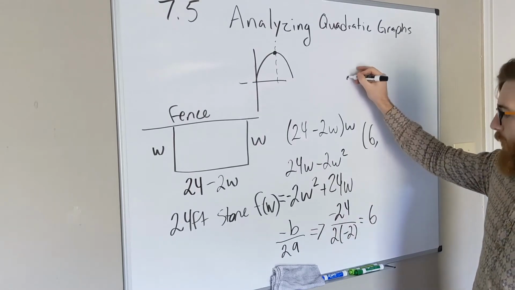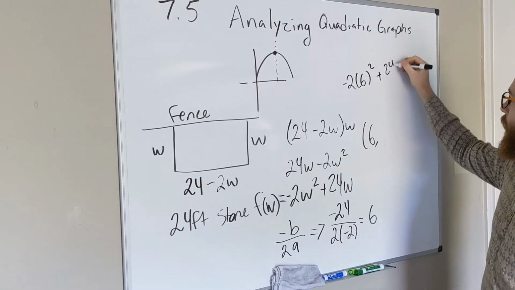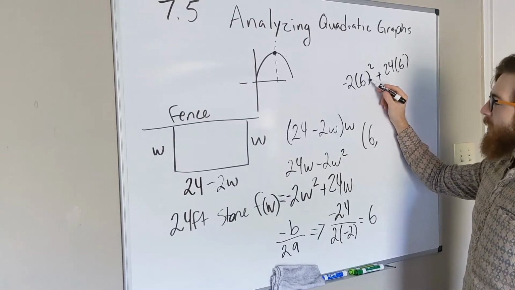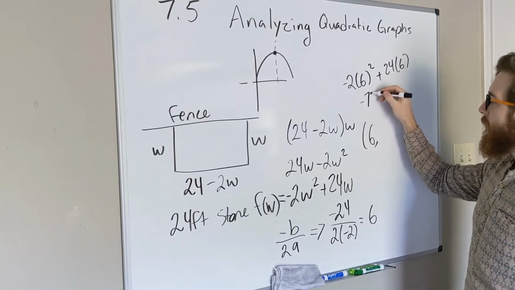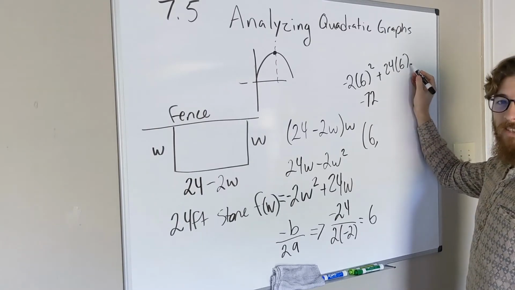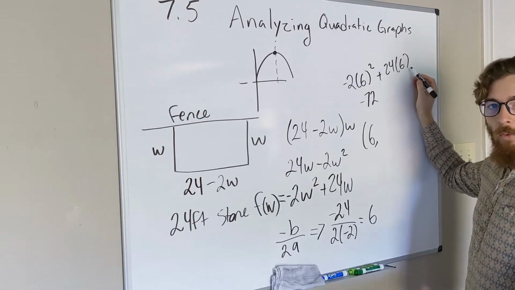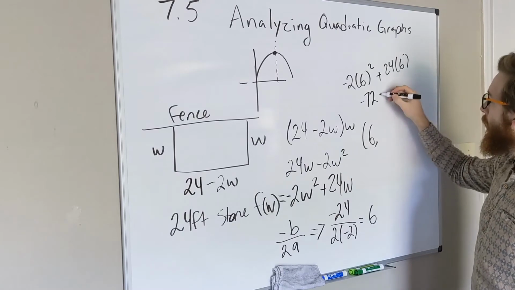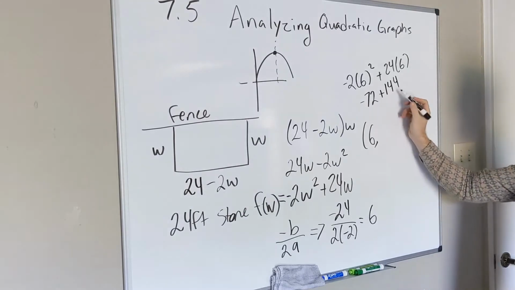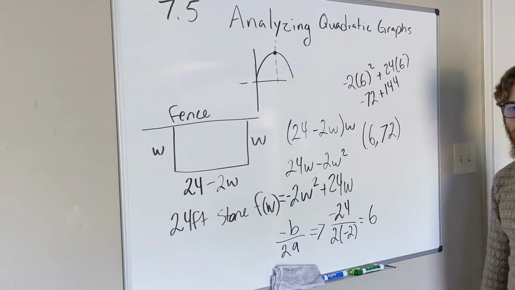So we have negative 2 times 6 squared plus 24 times 6. Okay, 6 squared is 36 times negative 2 is negative 72. 24 times 6 is 144. So I take away 72, and that should give me 72. We should get 6 and positive 72.